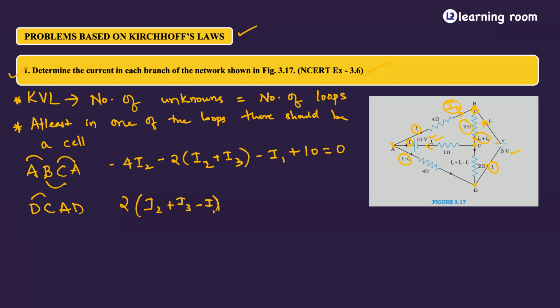Okay. Similarly, when you go from C to A, how many elements are you overcoming? 2, one active and one passive. So across the passive, what are you supposed to write? So minus 1 into I1. 1 is the resistance value, I1 is the current through it. What about the cell? Just the EMF, plus 10. What about going from A to D? When you go from A to D, how much?